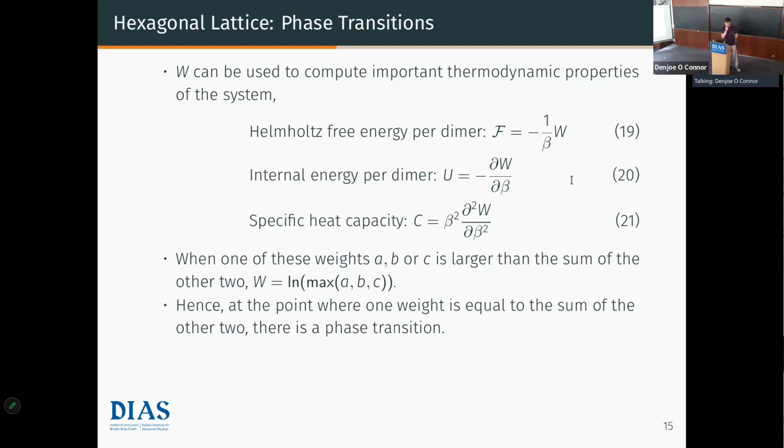At the point where they're equal to each other, there's a phase transition. So you can think of cooling it down, and it kind of freezes into one of these states. So we want to see what this phase transition looks like. What I've done is plot these quantities for C equal to 1 and A and B equal to e to the minus beta. So when is C going to be equal to A plus B? It should be at beta equal to natural log of 2. We should see this type of phase transition.